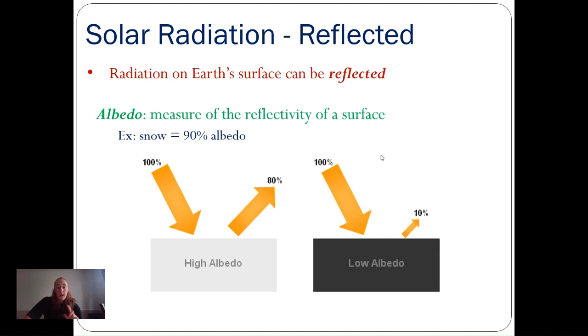As an example, snow has a 90% albedo. What that means is that of the 100% of the light that reaches Earth's surface, if it hits snow, 90% of that radiation goes back up, reflected into the atmosphere. If you have something like asphalt or a road, of the 100% of the radiation that hits that asphalt, it's going to absorb 90% and only 10% will reflect back up into the atmosphere. So it's got a low albedo because it does not reflect light.